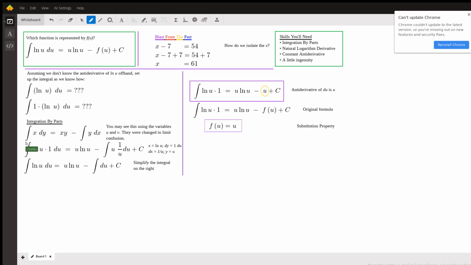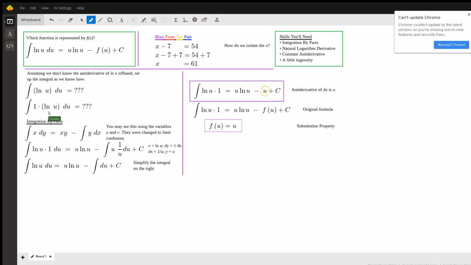So the integration by parts formula is the integral of x dy equaling xy minus the integral of y dx. I changed the variables here to save from confusion from the problem that was initially posted by Lizzie. After that, I took advantage of the different parts and I made x equal to the natural log of u, which would come here. And then I made dy equal to 1 du.